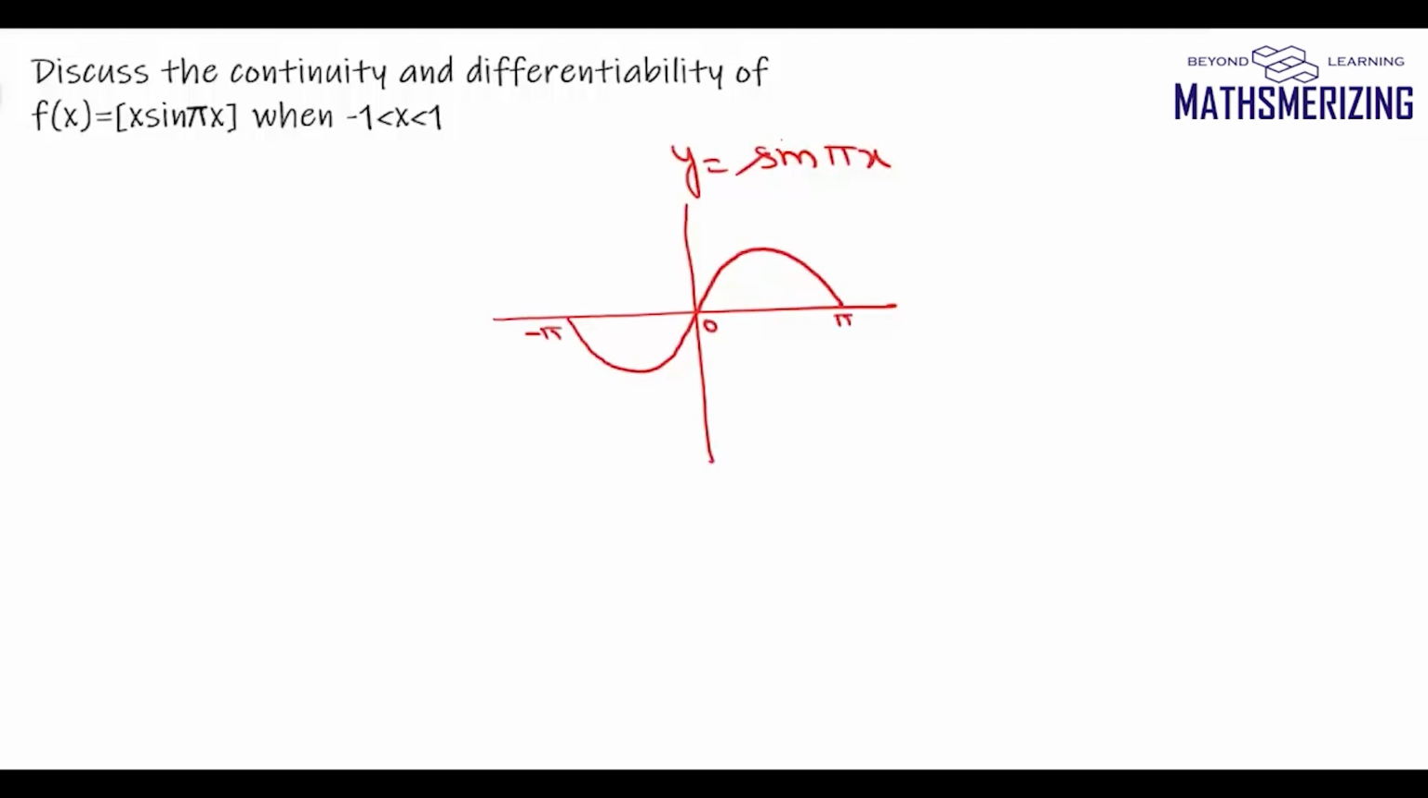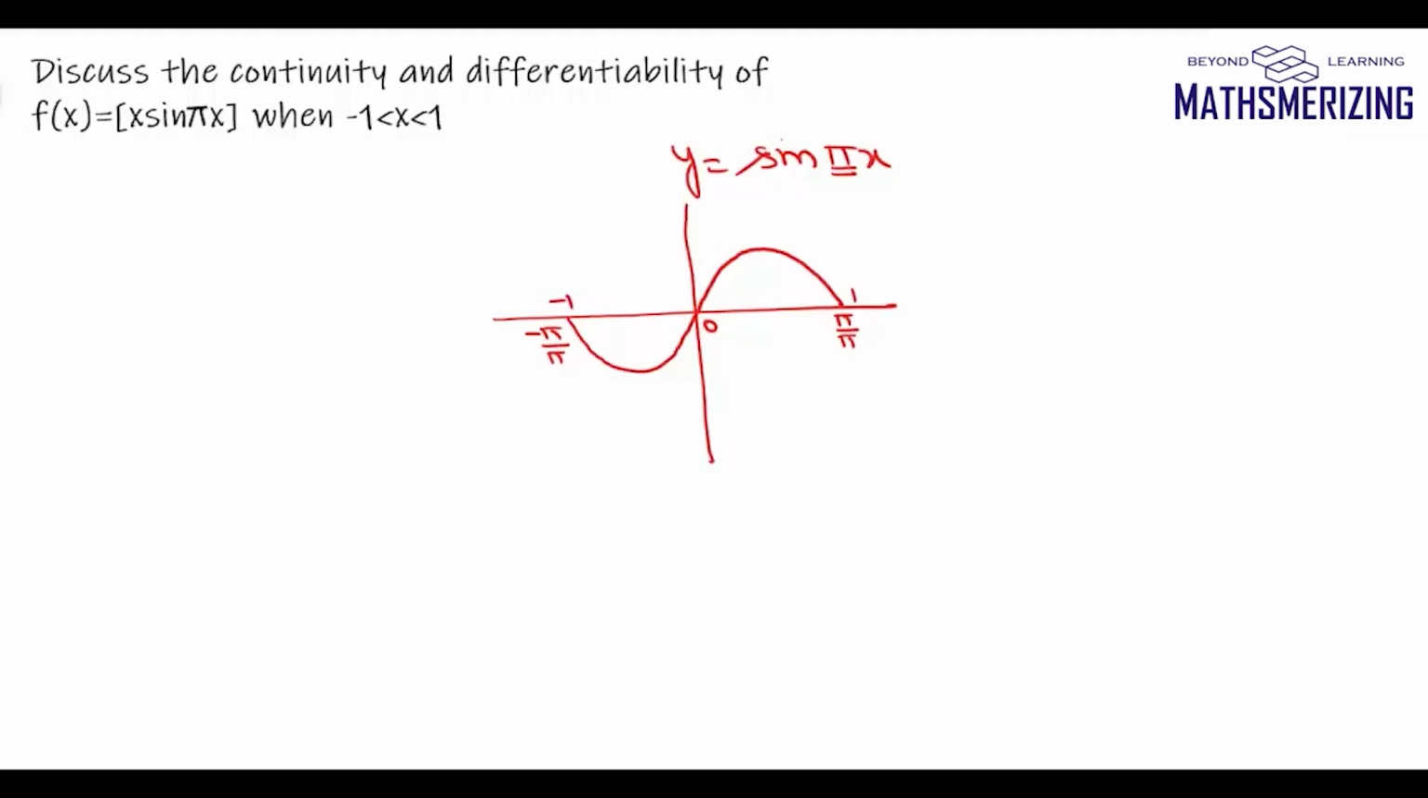Discuss the continuity and differentiability of the function f(x) equals greatest integer function of x sin pi x when the value of x lies between minus 1 and 1. So what I'll do is I'll draw the graph of y equals sin pi x. So I'll draw the graph of sin x. Now for sin pi x, I'll divide every value with pi. So now here it will be minus 1, 0, and this one will be plus 1.